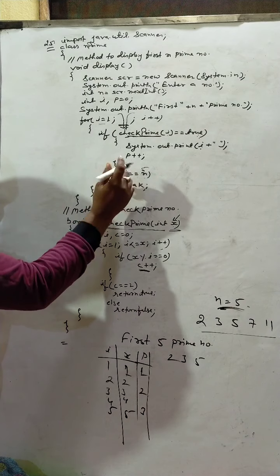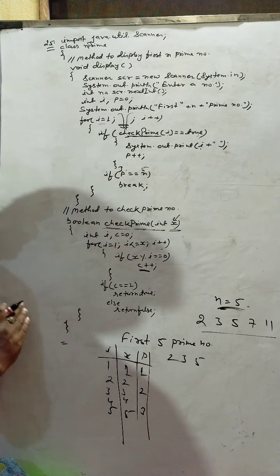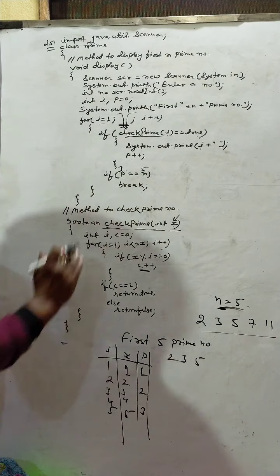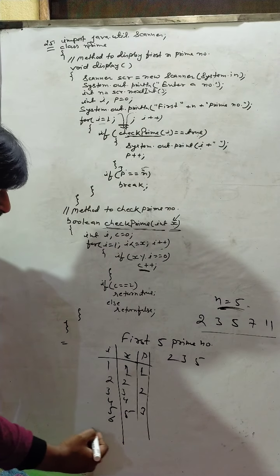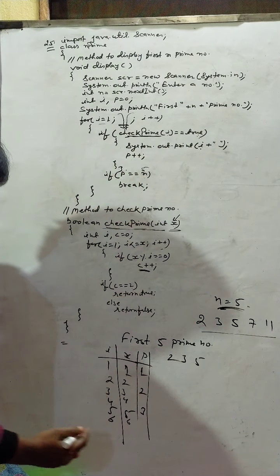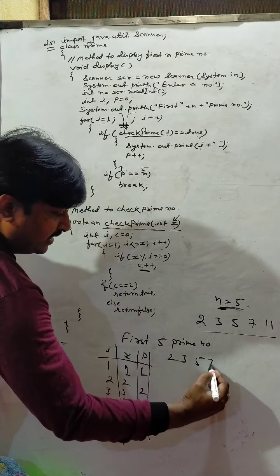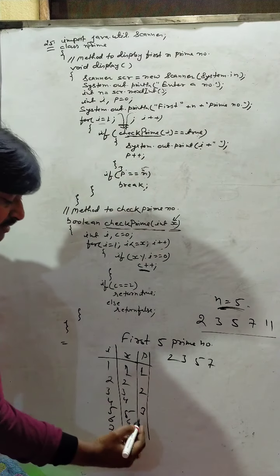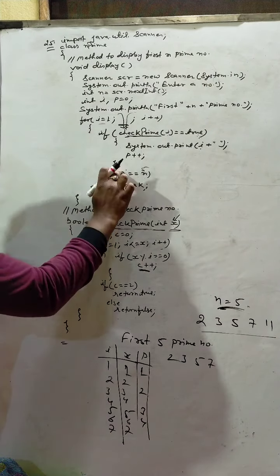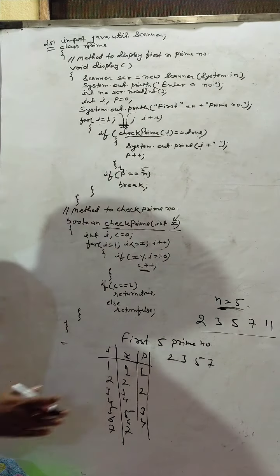So this time p equal to 3, n equal to 5, this time also it is false, so break will not execute. Again i plus plus, it's 6. 6 is not prime, therefore it is not printed and does not increase the value of p. 7, 7 is prime, so 7 will be printed and the value of p will be increased up to 4. So here it is 4, and 4 equal to 5 is also false, the break will not execute.